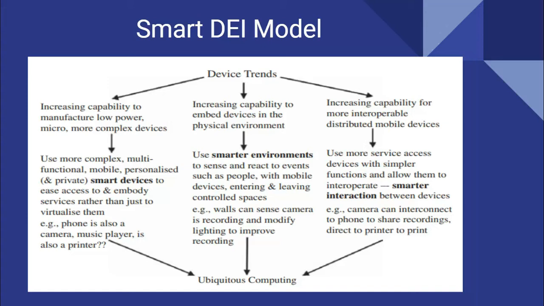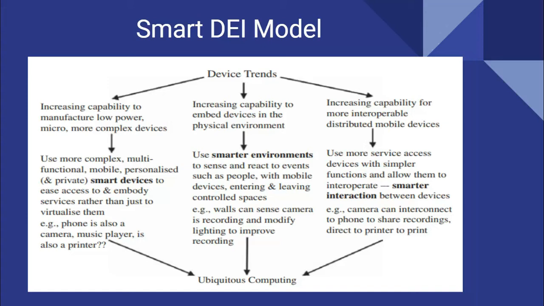The third one is smart interaction. The example I have mentioned is that a camera can interconnect to a phone to share recordings, or connect directly to a printer to print. These are smart interactions. You connect your mobile to the printer, to the AC, and you can connect your mobile to the fridge also. So the Smart DEI model is nothing but the interaction between three things: devices, environment, and interaction, which is smart. It is also important, so keep these things in mind.